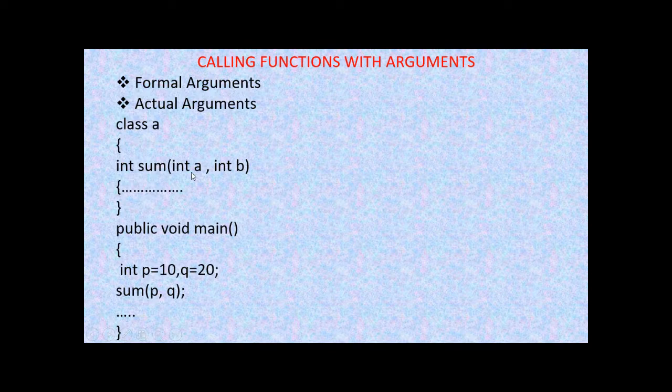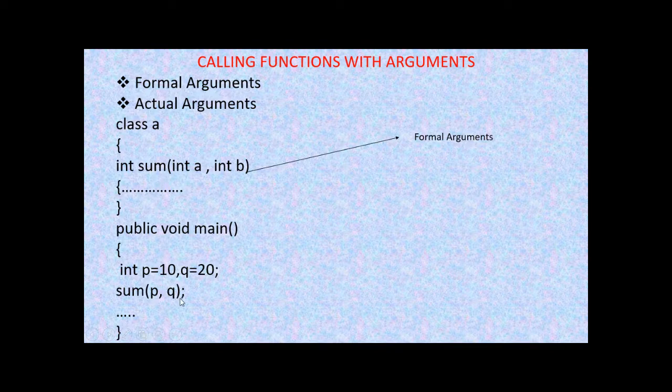Here you can see this is a function where the prototype of the function is defined and this function is called over here. So from here we can understand which is the formal argument and which is the actual argument. So the variables which are passed in the prototype of the function, that is called as formal argument. So this is your formal argument because these variables are passed in the function prototype.